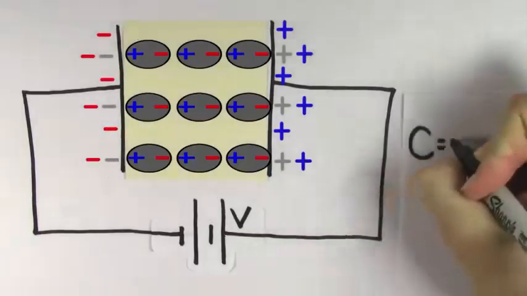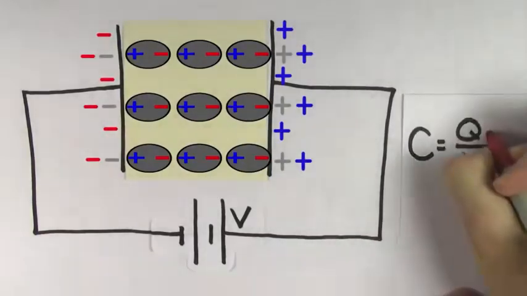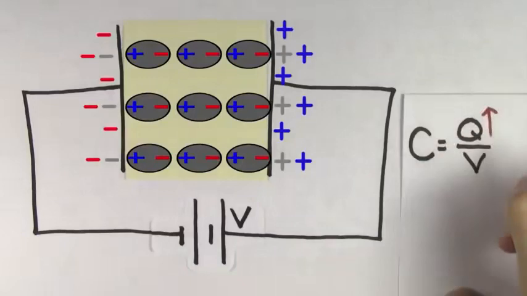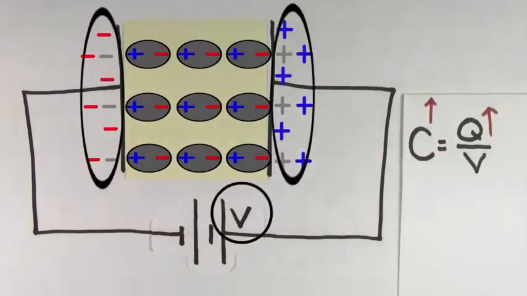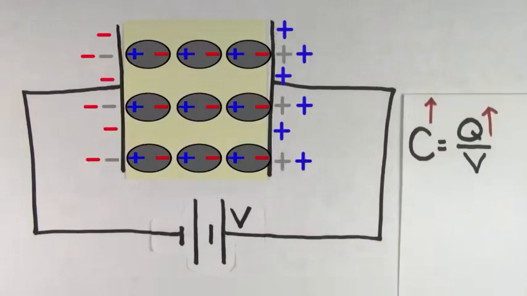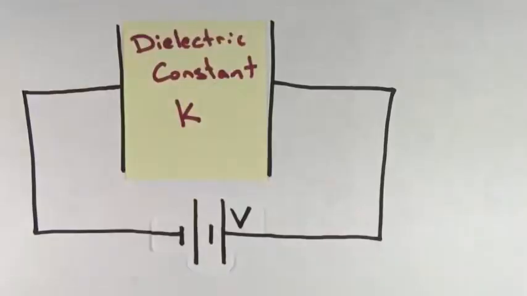Looking at the definition of capacitance, the charge on the capacitor increased after we inserted the dielectric, but the voltage across the capacitor plate stayed the same since it's still hooked up to the same battery. So the effect of inserting a dielectric again is to increase the capacitance, this time by storing more charge for the same amount of voltage. To figure out how much you've increased the capacitance, you just need to know what's called the dielectric constant of the material that you've inserted between the capacitor plates. The dielectric constant is often represented with a Greek letter kappa or simply a K.